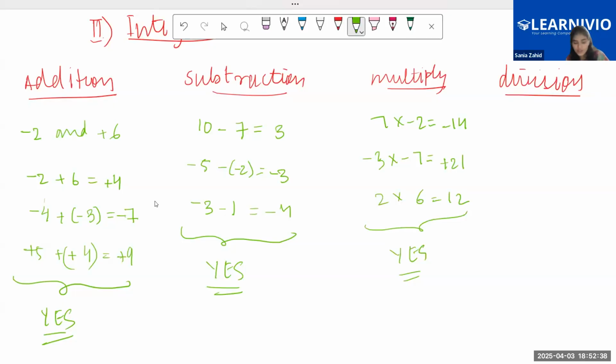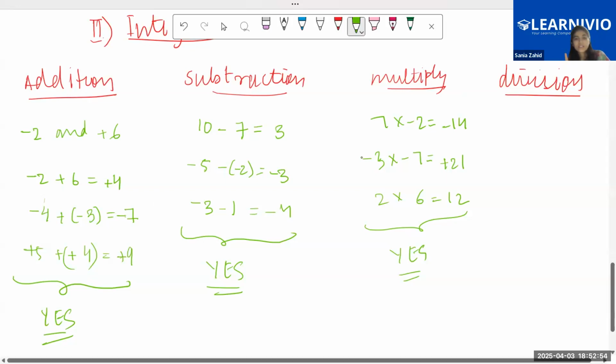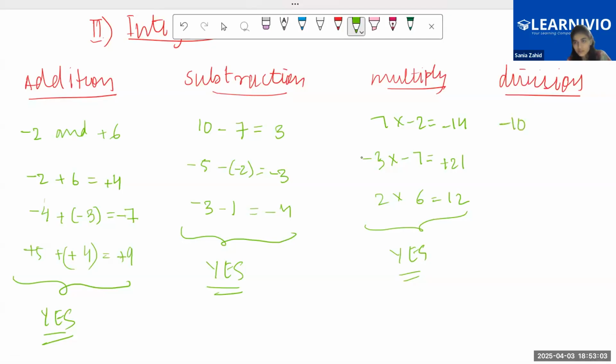Then you have what? Division. Tell me for division. Just take one number. Tell me for division once again. -10 divided by 2. So what does this give you? -5. Minus 5. Okay. So this is following the closure law.